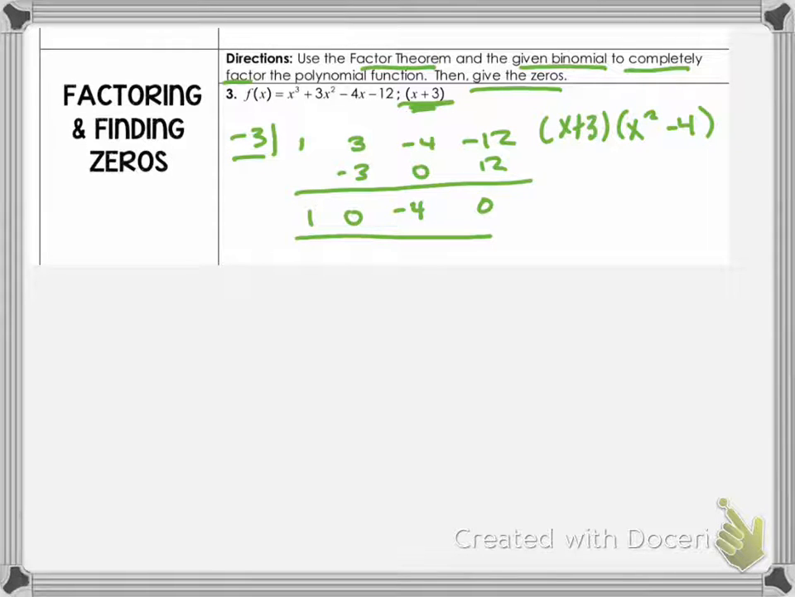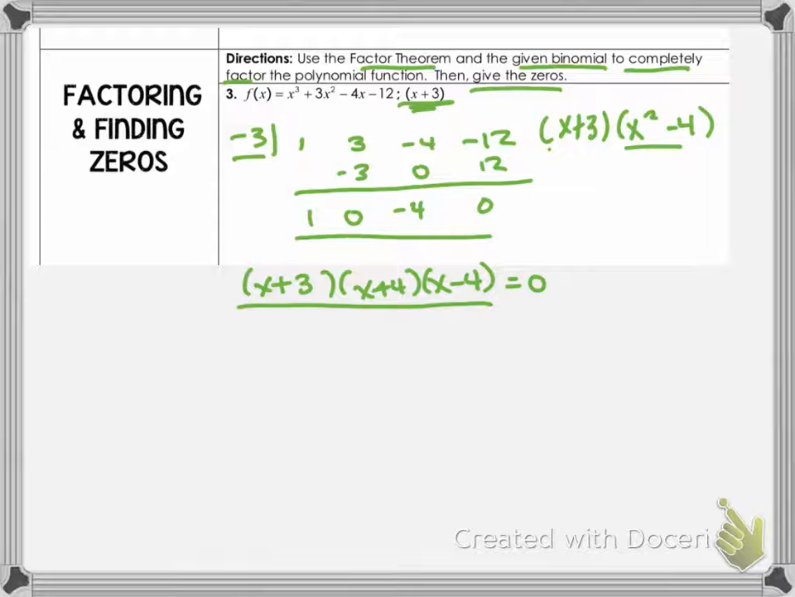Okay, so those are the terms right now, and I don't need to do synthetic division to further factor that. That's a difference of squares. So it looks like I have x plus 3 as one factor, and then x squared minus 4 becomes x plus 4 and x minus 4. So there's my complete factorization of that polynomial, and if I set that equal to 0, I will get x equals -3 and plus or minus 4 as my zeros. Okay, so -3 and plus or minus 4.